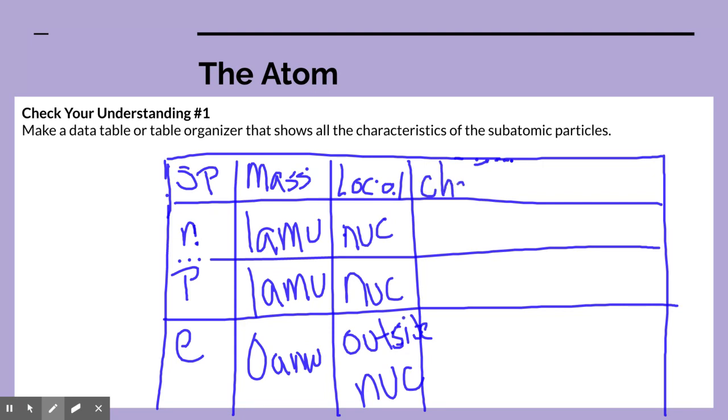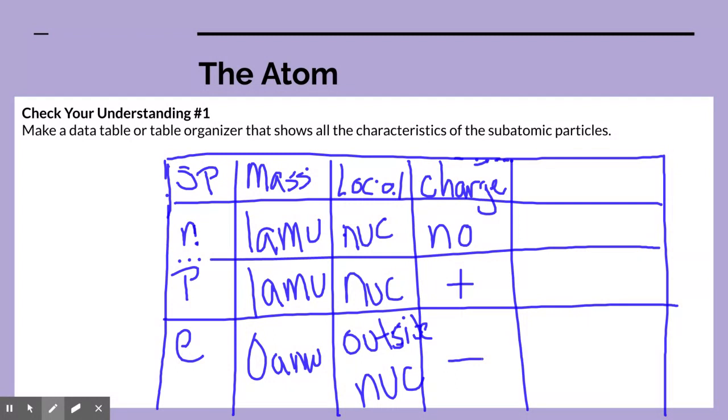The next one would be charge. So what are the charges of all these? Well, neutrons have no charge, protons have a positive charge, and electrons have a negative charge. Oh, now I'm losing my train of thought here. There should be one more. Let's see, location, mass. I have to look back at the notes real quick. Oh, I guess I already have them.